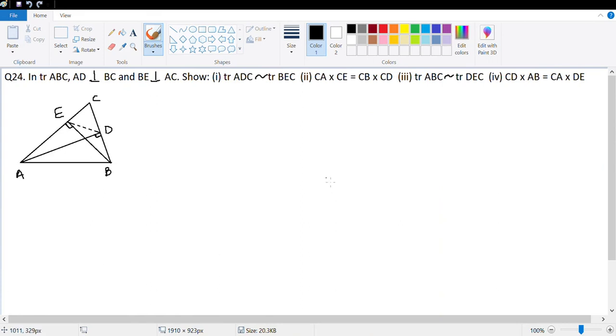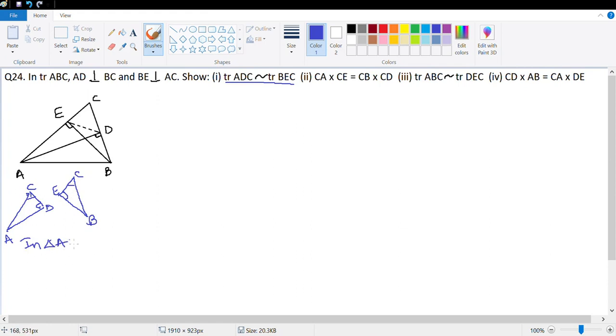Question number 24 says, in triangle ABC, AD is perpendicular to BC, and BE is perpendicular to AC. Fair enough. We need to prove triangle ADC and triangle BEC are similar. So let's look at triangle ADC. This is D. This is C. This is A. And triangle BEC. This is E. This is C. So I have an angle equal, which is 90 degree, and angle C, which is common. So I've got my answer.